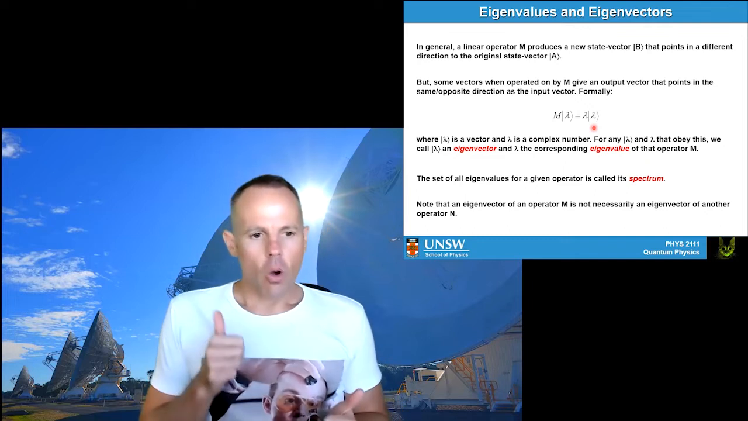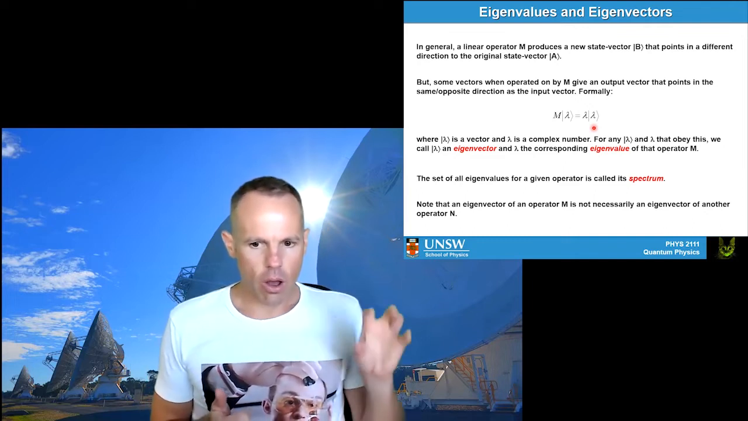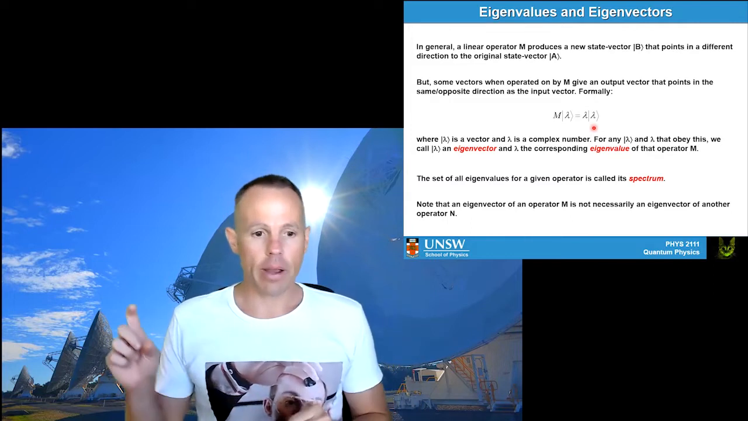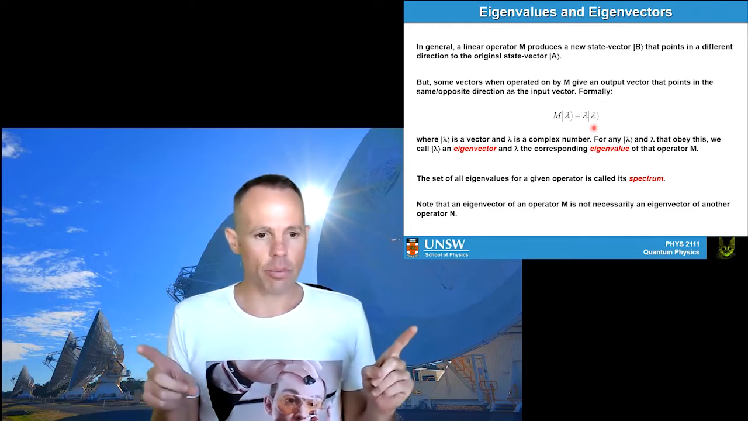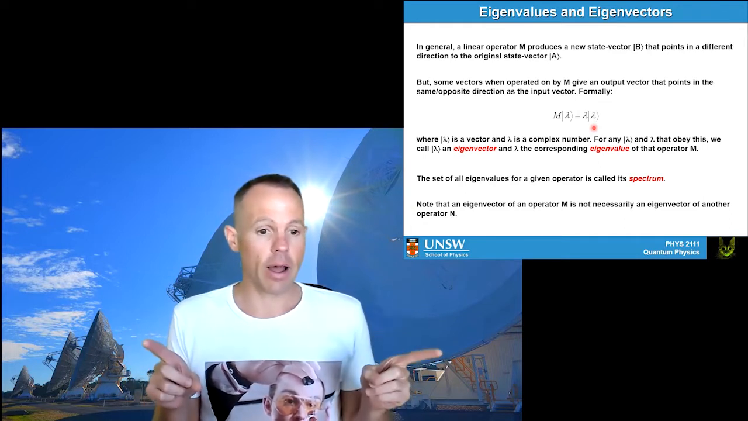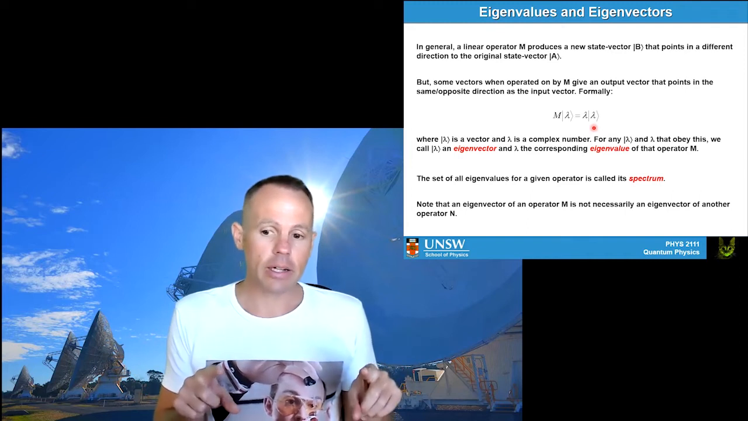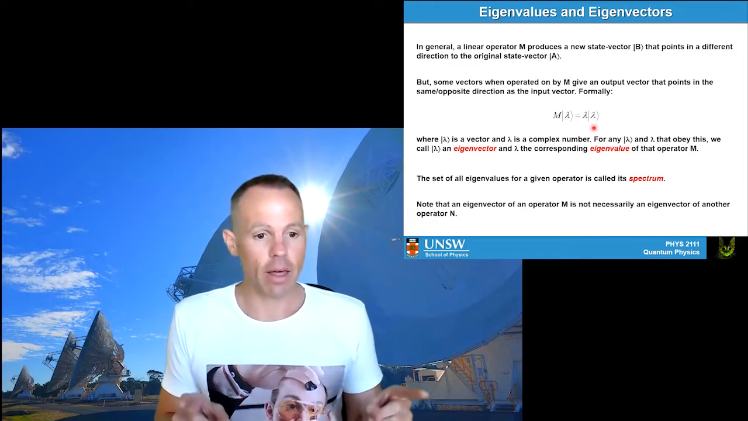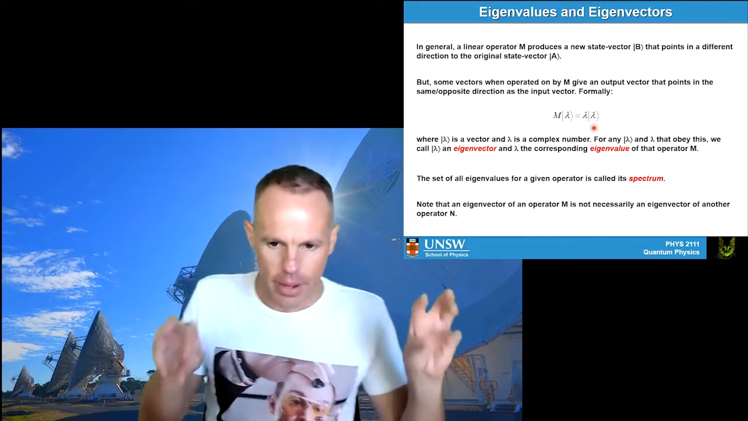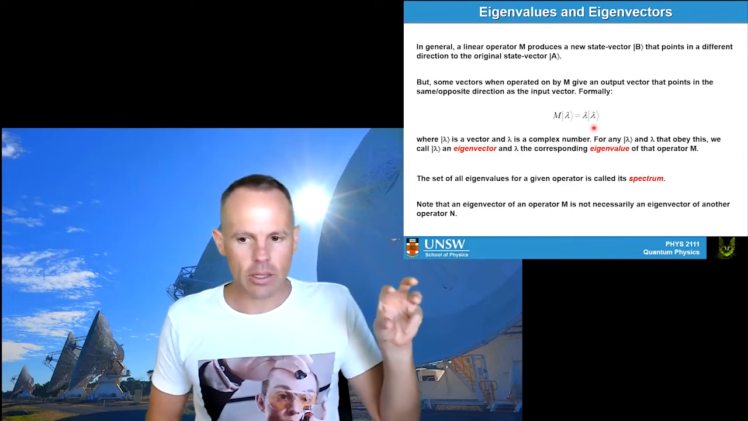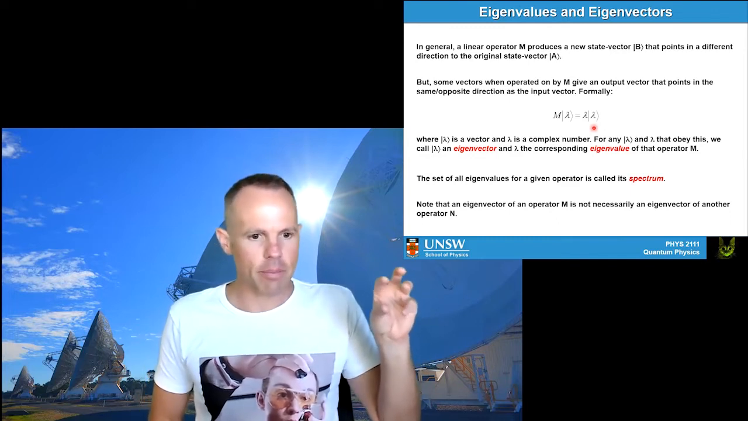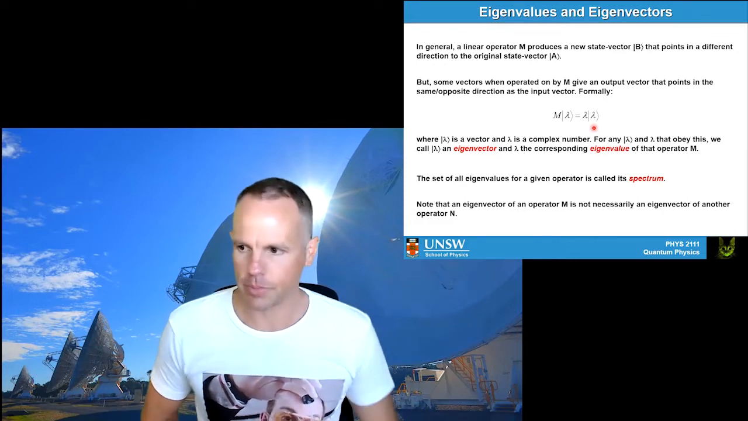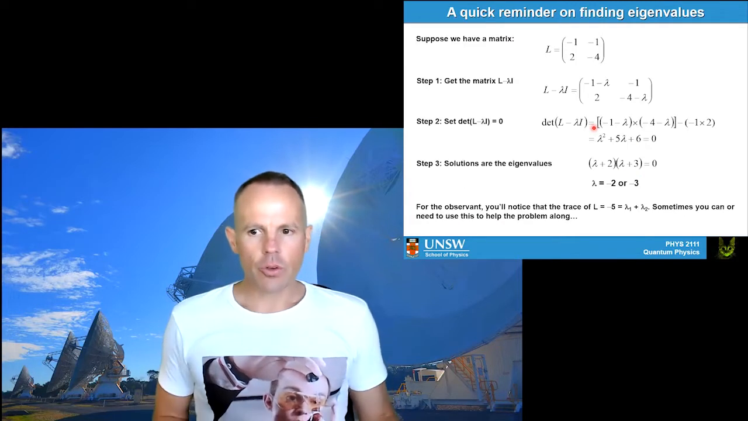One last point on this is that the eigenvector for an operator M is not necessarily the eigenvector for an operator N. So different operators and different matrices have different eigenvectors. That doesn't mean they can't be the same. It just means that the eigenvector for one is not necessarily the eigenvector for another. So for any independent operator you care about, if you want to know what its eigenvectors are, you have to work out what they are for that matrix. What they are for something else is entirely irrelevant. So it's a case-by-case basis.